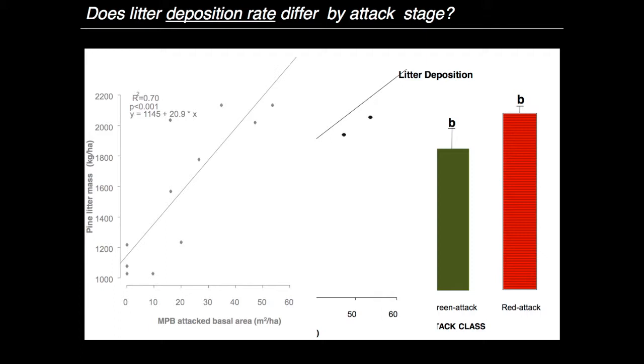It turns out that the pine litter phosphorus load was also different between these stand groups, in which our red attack stands had 36% higher phosphorus concentrations than did the control stands here. So not only more litter, but litter of higher quality, at least in terms of phosphorus.